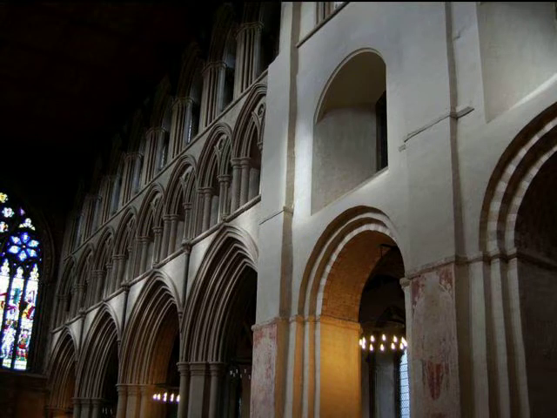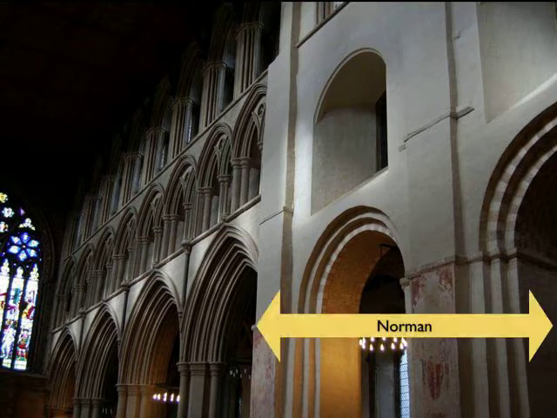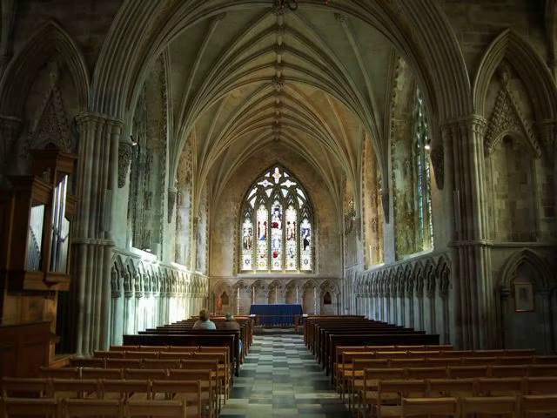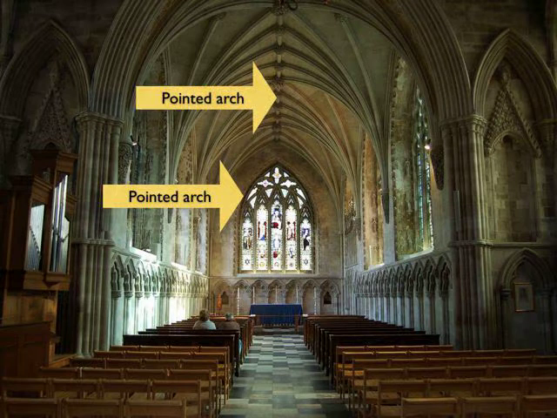But notice how there are 2 different styles in this picture. On the right is Norman architecture. On the left is Gothic architecture. In 1323, part of the cathedral collapsed and it was rebuilt in Gothic style. One of the key features of Gothic architecture is the pointed arch. Here we can see examples in a stained glass window, the ceiling, and on the walls.